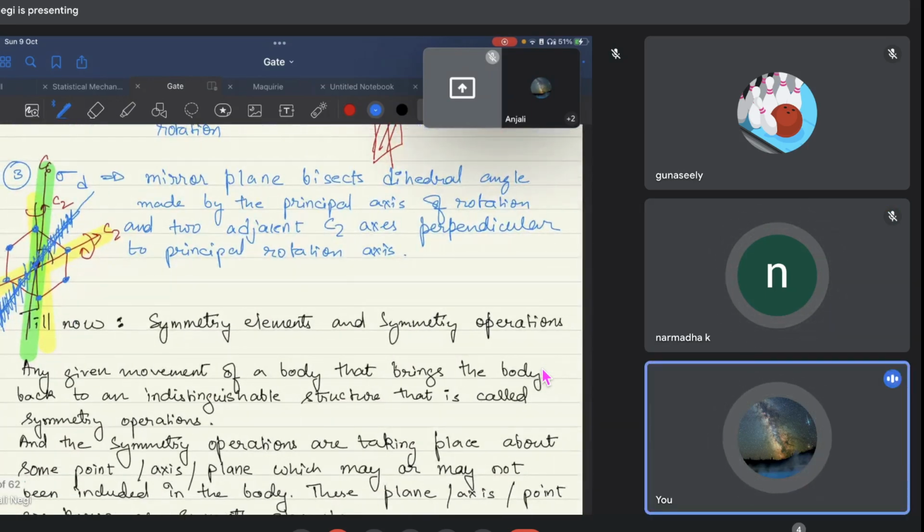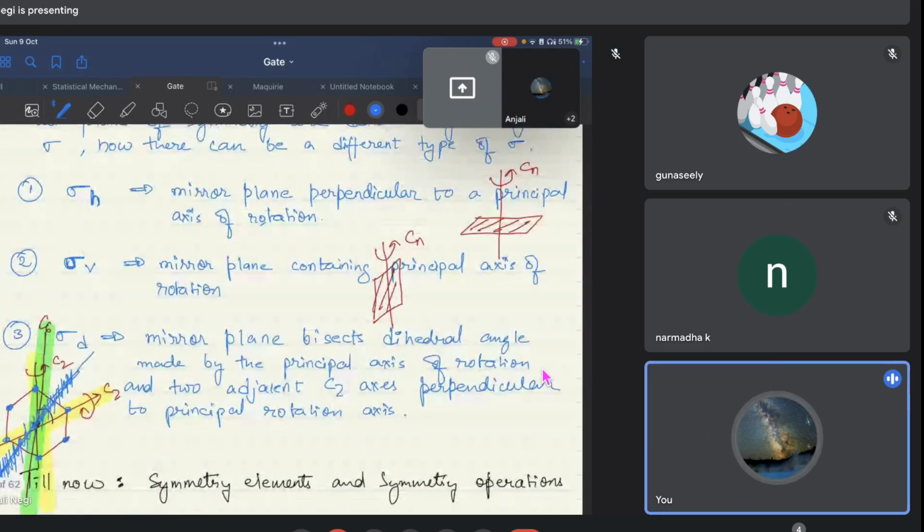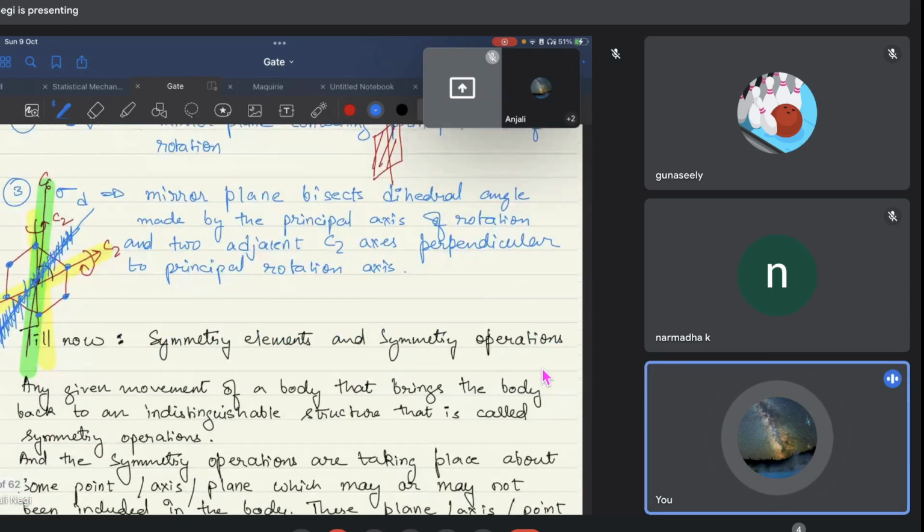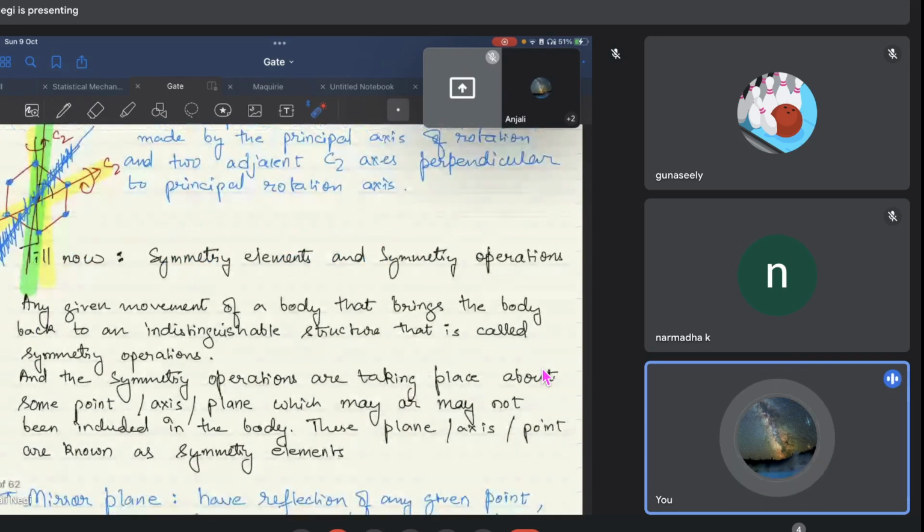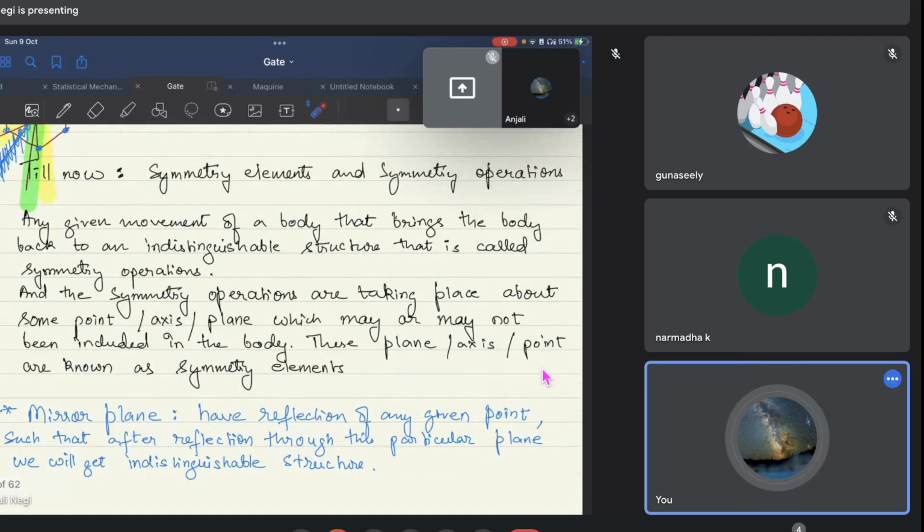If you have understood the mirror planes, sigma h, sigma v and sigma d, then I will move on. Till now you have understood the symmetry element and symmetry operation: any movement of a body or molecule that brings the body back to an indistinguishable structure is called a symmetry operation. The symmetry operations take place about any point, axis or plane, which may or may not be included in the body. These planes, axes or points are known as symmetry elements. We have seen symmetry elements up to mirror planes.